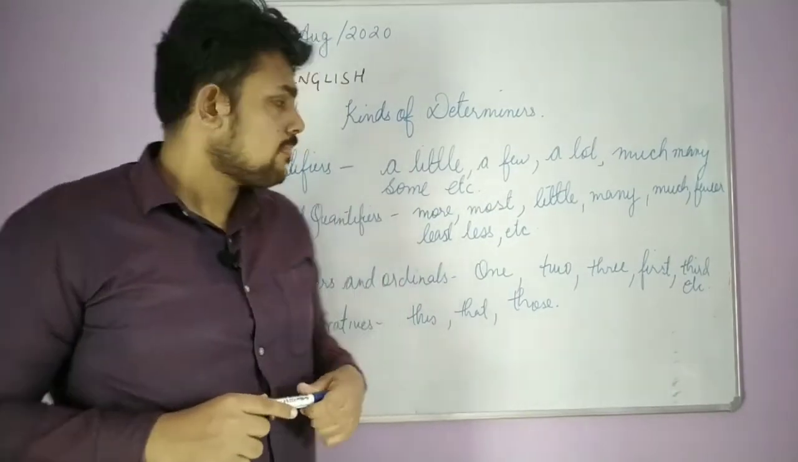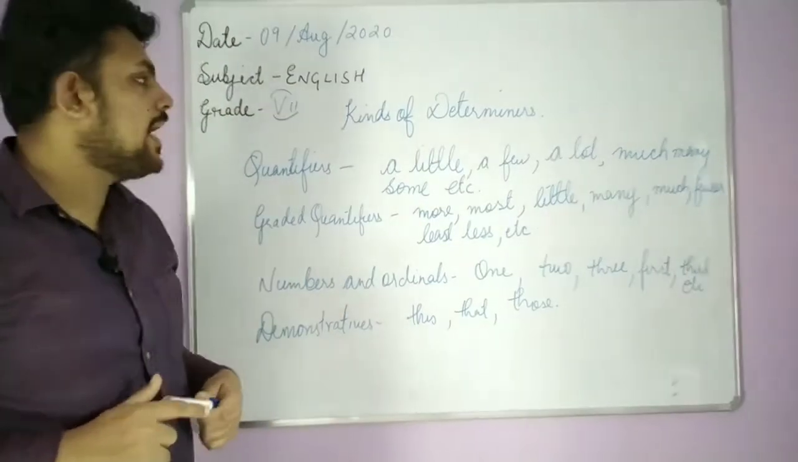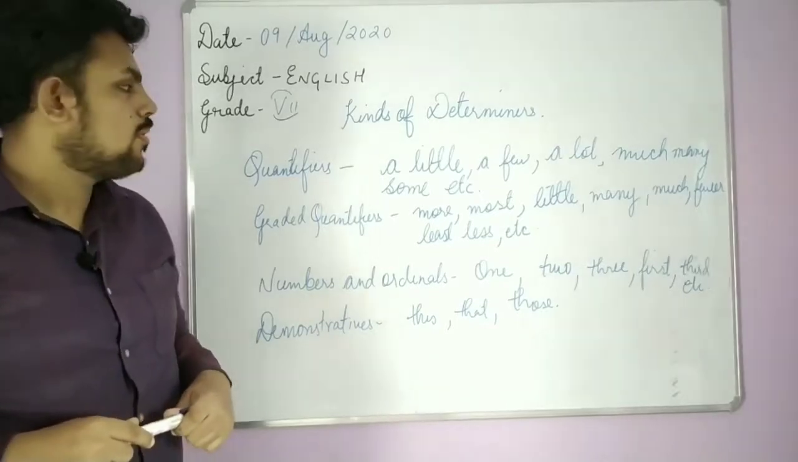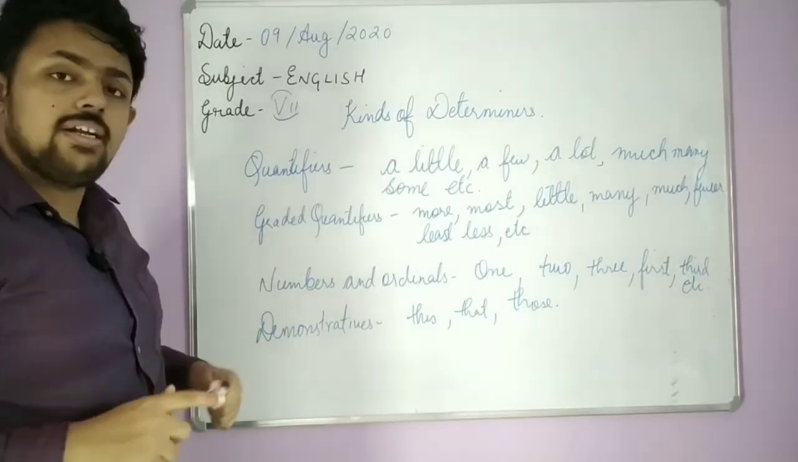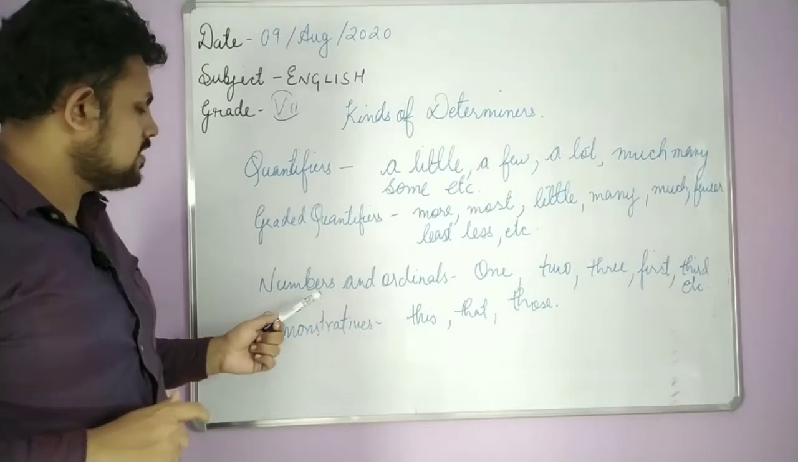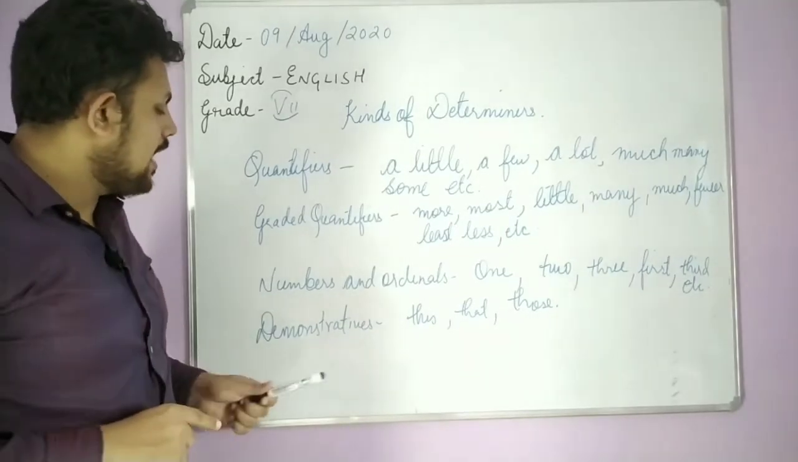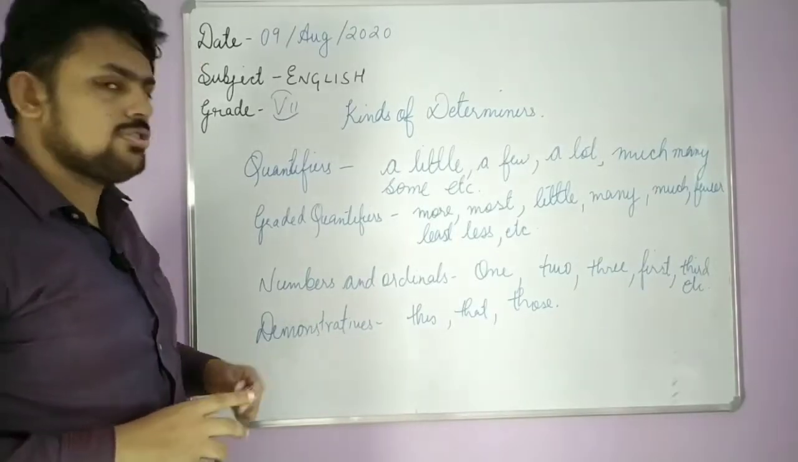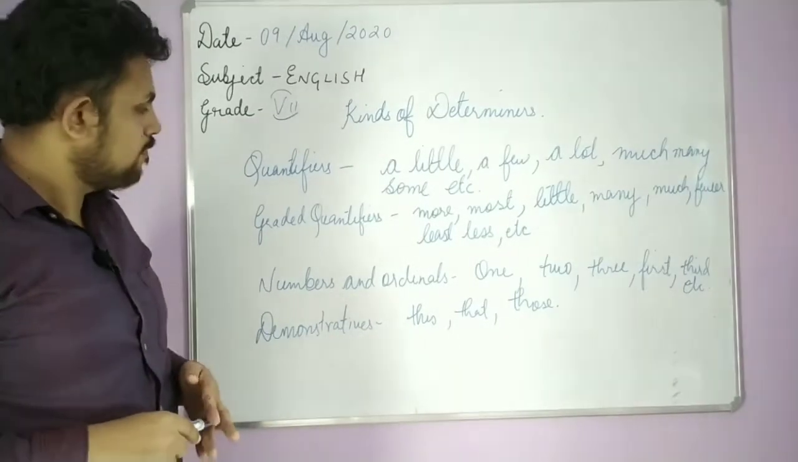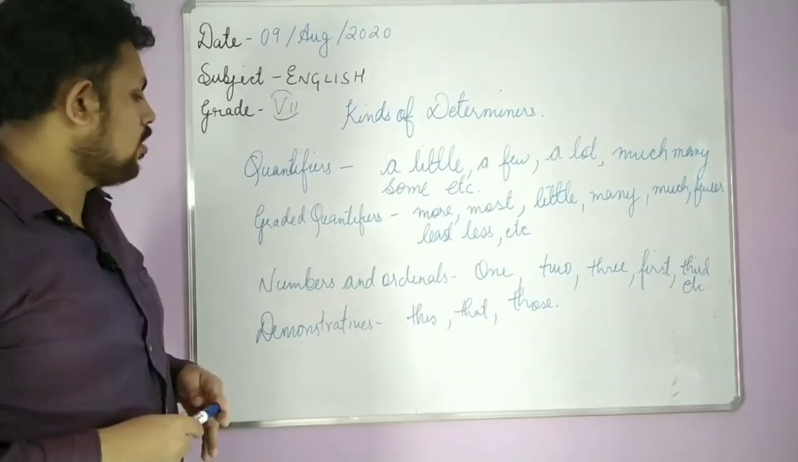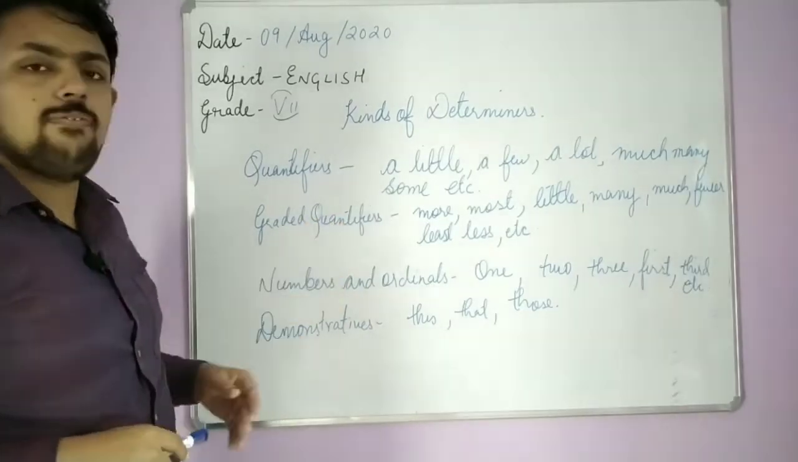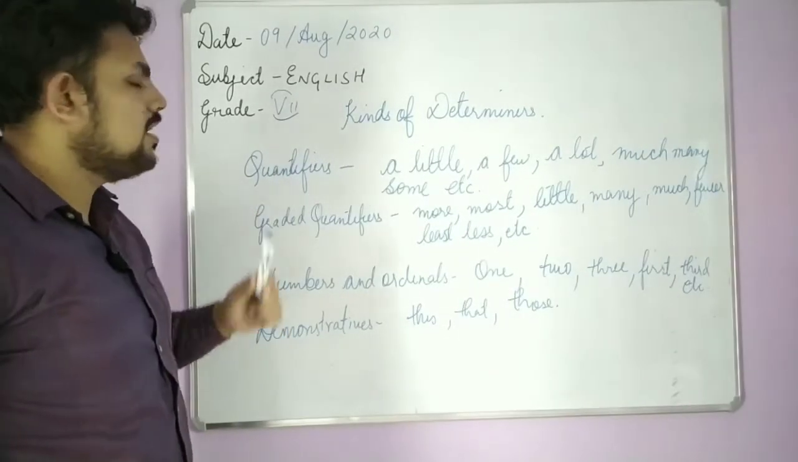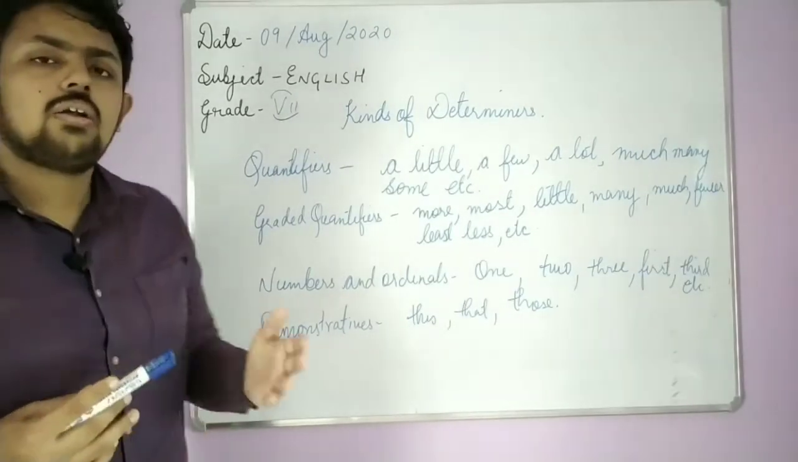So see, here we have the first kind of determiners, that is the quantifiers. Second is the graded quantifiers. The third is numbers and ordinals, and the last of this part is the demonstrative. We will discuss 4 more, so all in all there are 8. Here we have the first 4. So let's come to the first one, the quantifiers. So what are quantifiers?